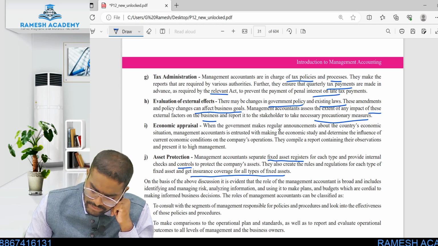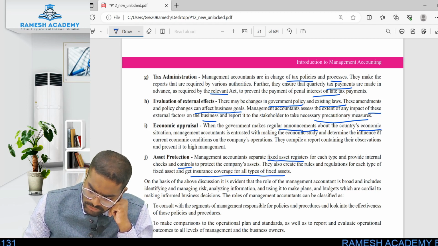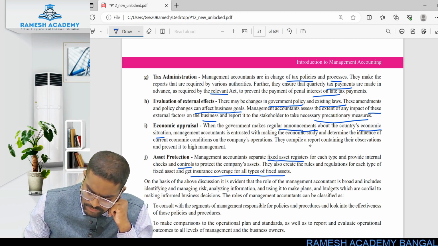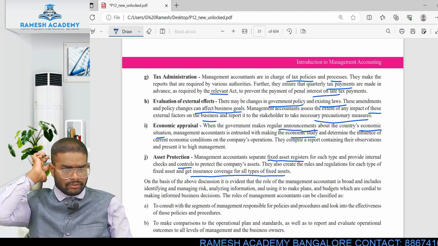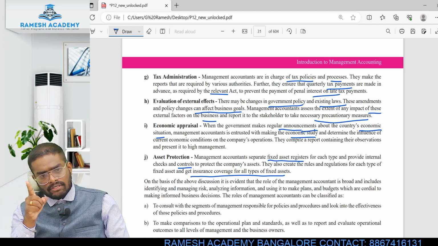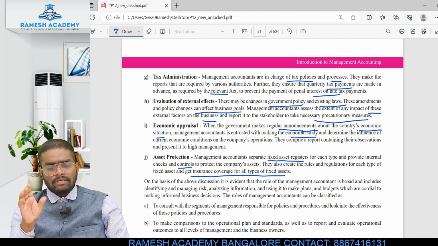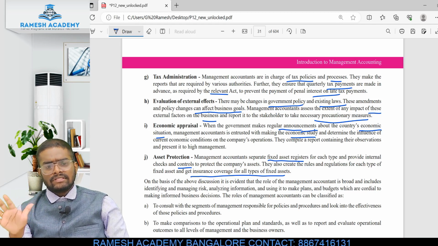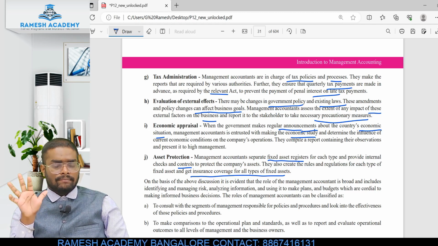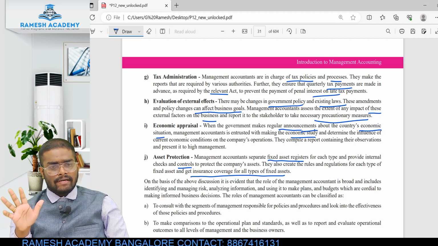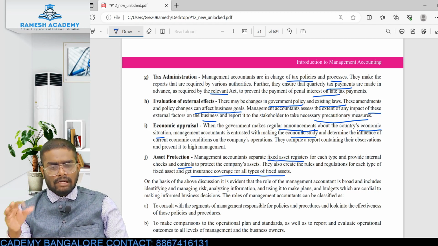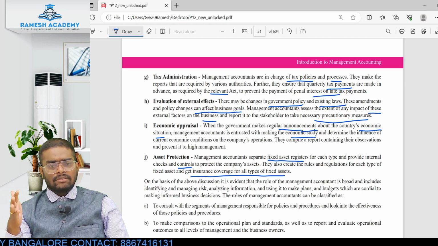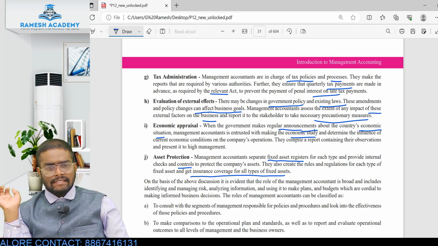See, when the government makes regular announcements about the country's economic situation, the management accountant is responsible for making an economic study and determining the influence. So it is like this: if suppose a COVID lockdown is announced, will that affect our business? The management accountant has to make a report that if a COVID lockdown is imposed, we will have such and such an effect, sir. In this particular situation, COVID has impacted us, we will be shutting all our shops. There will be no revenue. We have to find other means, like going to e-commerce. We have to deliver goods through e-commerce sites and all those things.